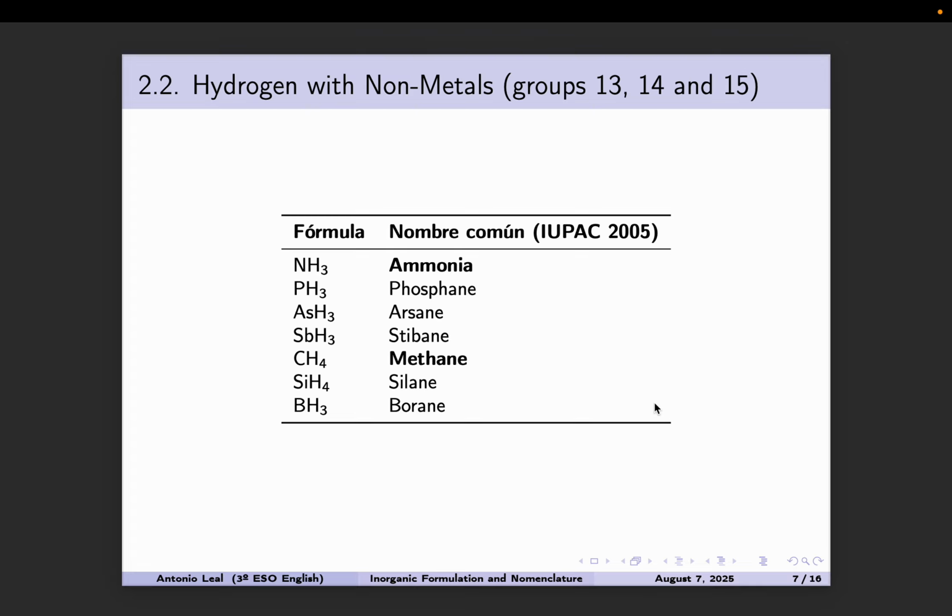Then there is another possibility, hydrogen with non-metals of groups 13, 14, and 15. You get ammonia, that is a quite important compound, phosphane, arsane, stibane, methane, another quite important molecule, and these are the two.